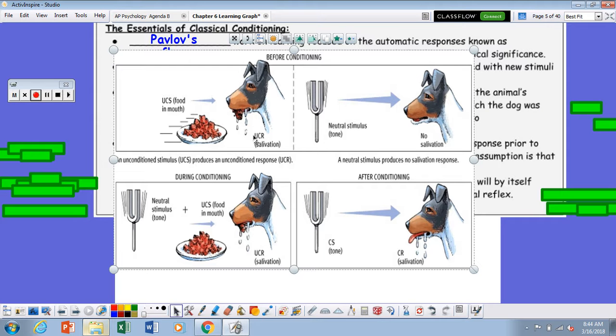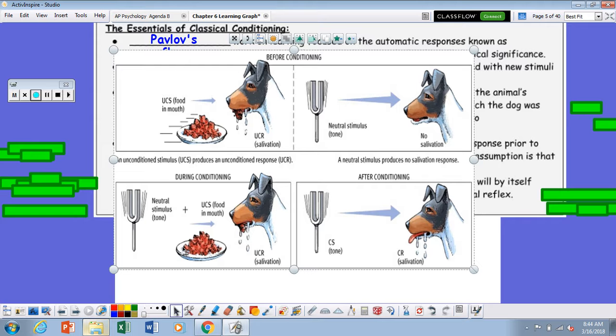We're going to pair the presentation of the food with the neutral stimulus, in this case our tuning fork. Sound the tuning fork, there's no salivation, no response just yet. But as we present this over the time of conditioning, the neutral stimulus is sounded and the food, or unconditioned stimulus, is presented, and we're going to have an unconditioned response, that salivation.